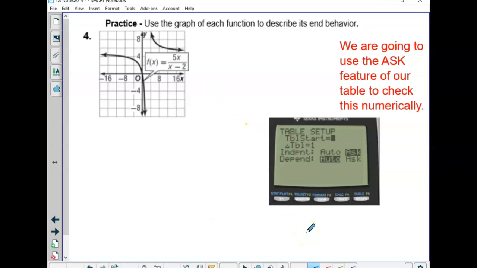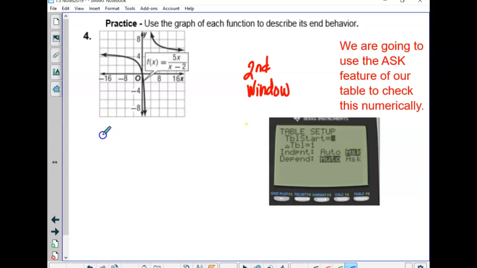All right. What did we do? Where did we find this Ask Auto button? Second window. Is that it? Or Zoom window, isn't it? And when we turned on Ask Auto, then we had to pick the X values. It's not going to generate a table of values automatically. But I didn't want to have to scroll down to 9999. Do you get what I'm saying?